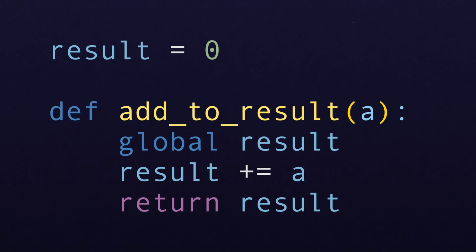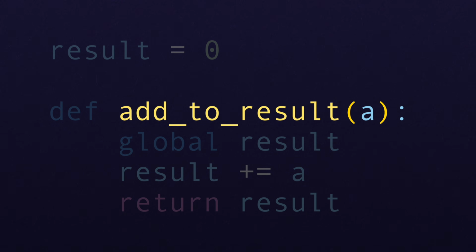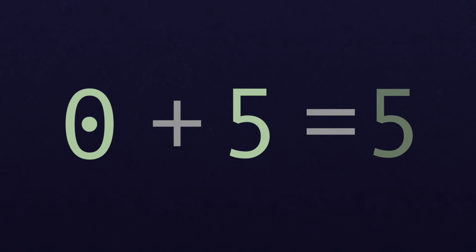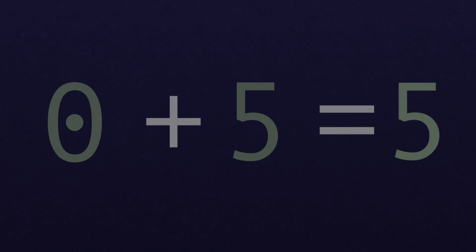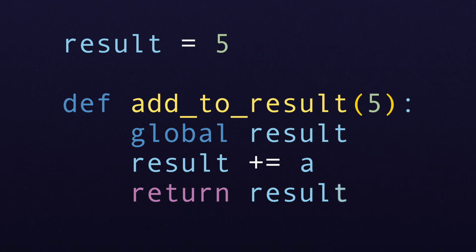Now, the interesting thing about this function is that every time you call it, even with different inputs, you could potentially get a different result. For example, the first time I call add2result with, say, the number 5, I expect to get back 5 because we're going to add 0 to 5 and return it. But if I call add2result again with the input 5, I won't get 5, and that's what makes it impure. Because the result variable now has 5 in it already, we'll be adding 5 to 5 and we'll get back 10.